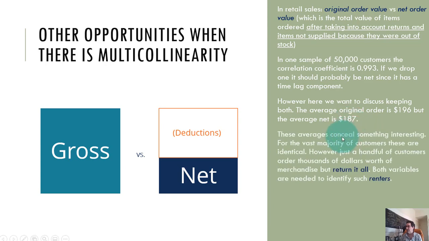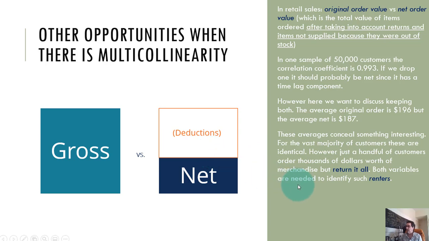However, these averages conceal something interesting. For the vast majority of customers, the gross and the net are going to be the same. Most people don't return things, and most people probably don't order things that are out of stock. So basically, the gross and the net are going to be the same in most rows of our data. However, just a handful of customers order thousands of dollars worth of merchandise, but they return it all. I'm not quite sure why they would do it, but they're certainly not the kind of customers we'd want.